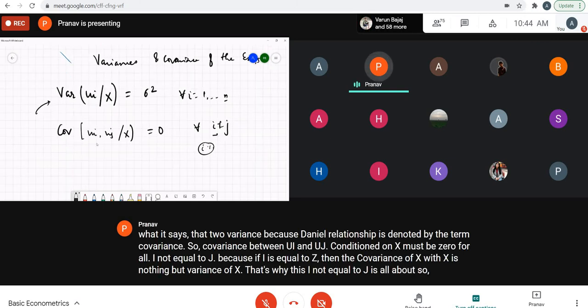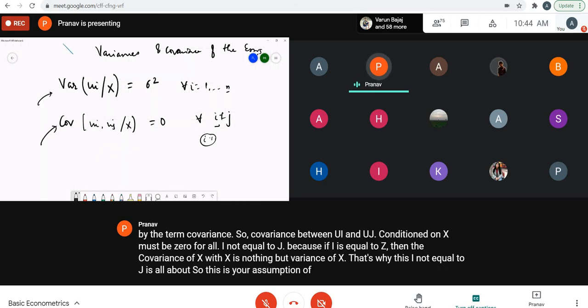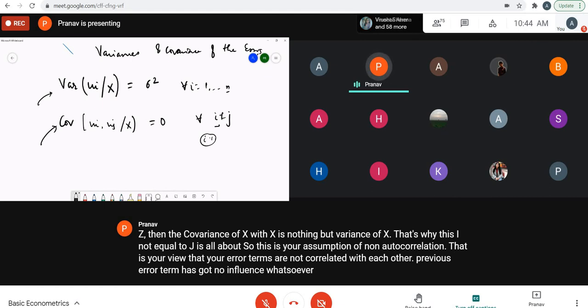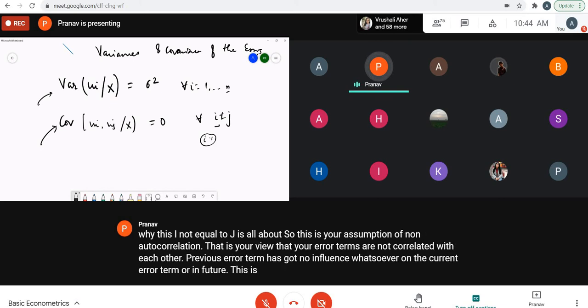So this is your assumption of non-autocorrelation. That is, you assume that your error terms are not correlated with each other. The previous error term has no influence whatsoever on the current error term or on future error terms. This is what we mean by non-autocorrelation.